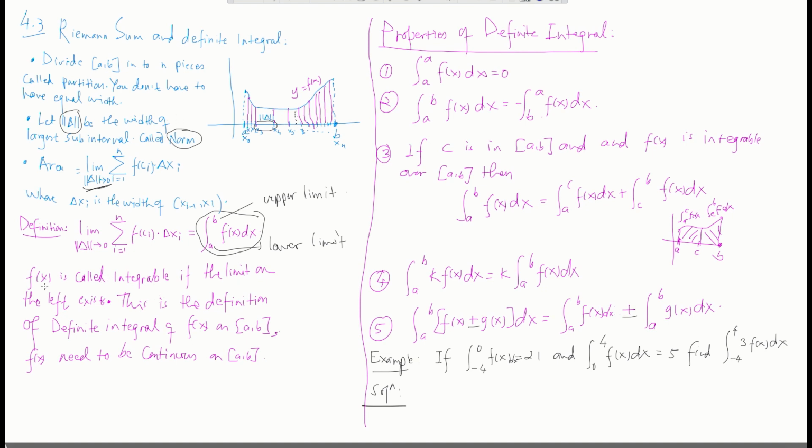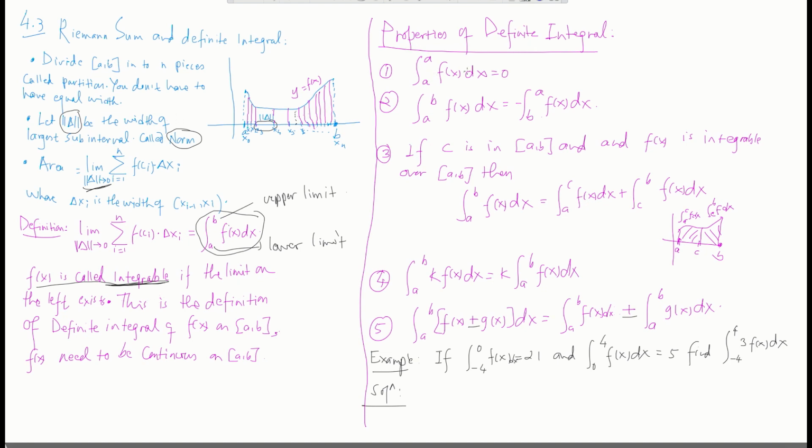Now f of x is called integrable, meaning the integral of f of x exists in the interval ab, if the limit on the left side exists. If this sum and the limit exist, then we call f of x integrable in the interval ab. This is the definition of the definite integral between a and b, and f of x needs to be continuous to have the definite integral. This is just the concept of how we define a definite integral. Now what we do next is some properties of the definite integral.